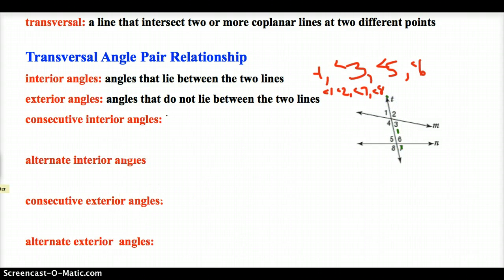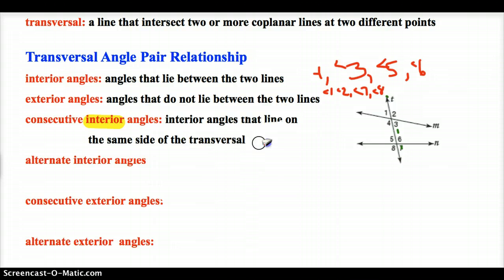Consecutive interiors, so we're talking about interior angles right now, so we're talking about inside angles, and then consecutive would be interior angles that lie on the same side of the transversal. So I'm looking at 4 and 5. They're on the same side of the transversal. And the other set that you could also write down would be the 3 and the 6. 3 and 6 on the same side here.